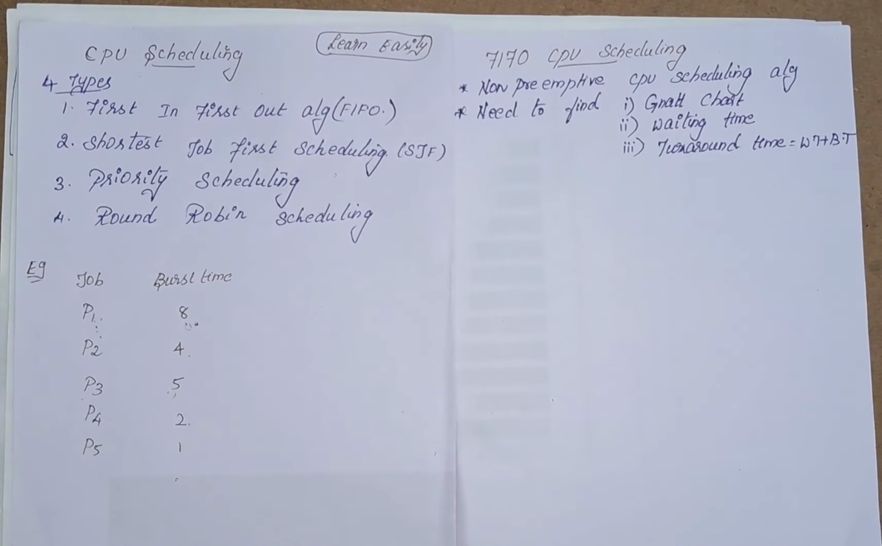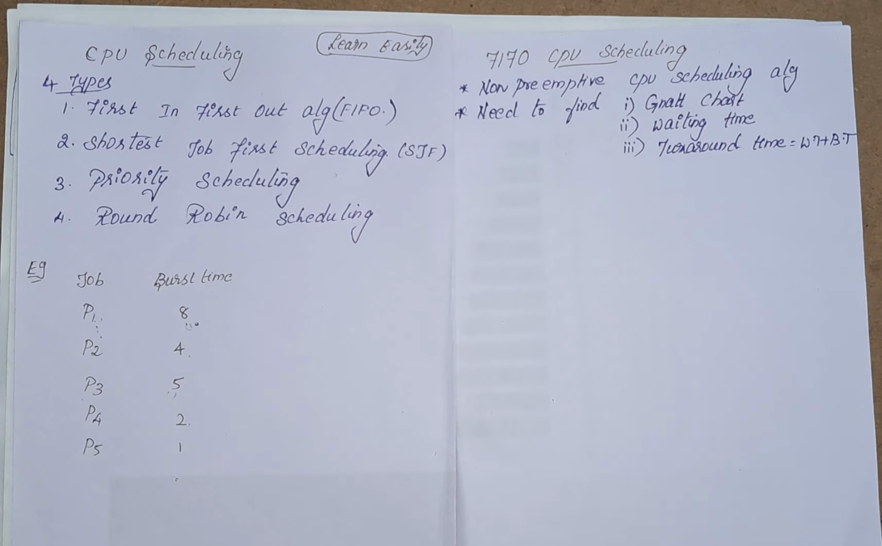Hi, we are going to see about CPU scheduling. Here there are four types of scheduling. The first one is first in, first out. First in, first out means whatever process comes first is executed first. The second one is executed second. There is no order assigned here. Whatever comes first is executed.